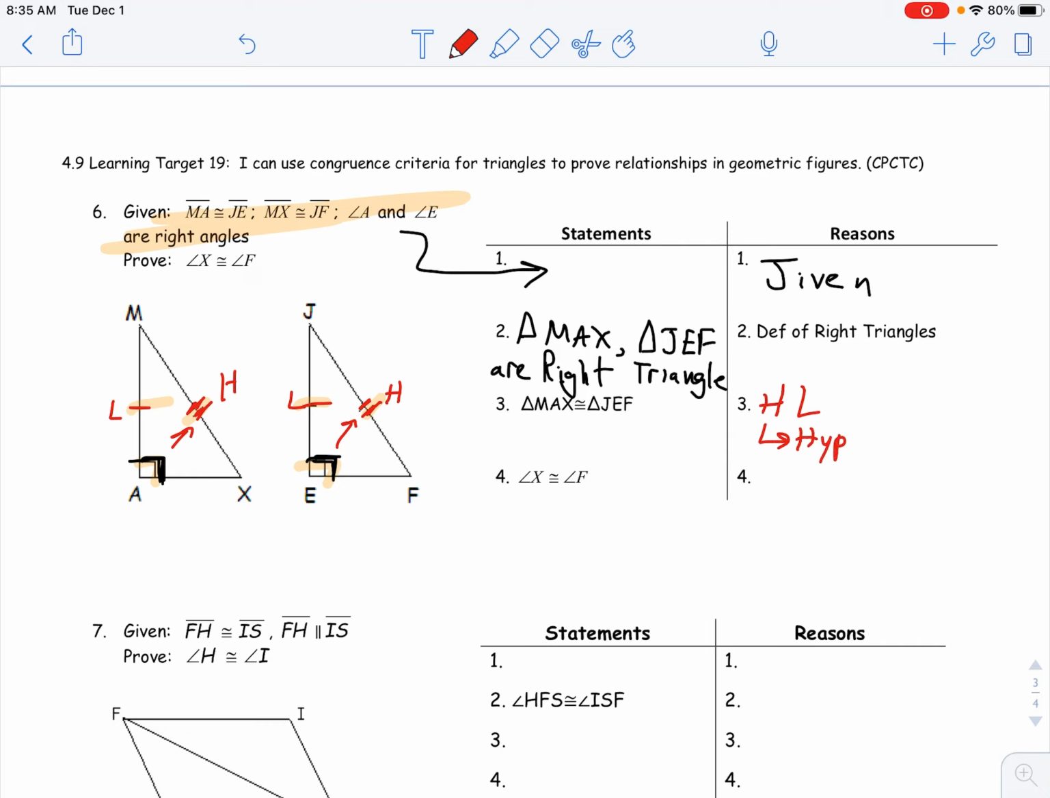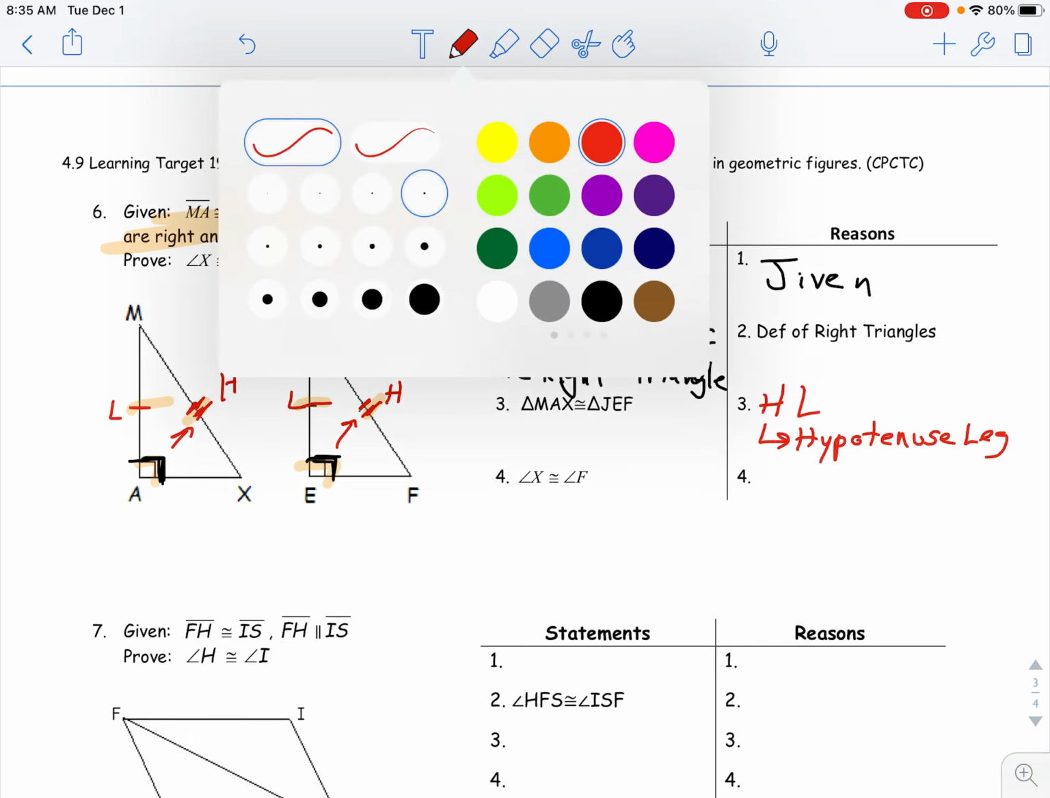I'll write this one out just in case you forgot. Hypotenuse leg. Remember, you need to have a right triangle. The hypotenuses have to be congruent, and a leg has to be congruent. That's how you use hypotenuse leg.